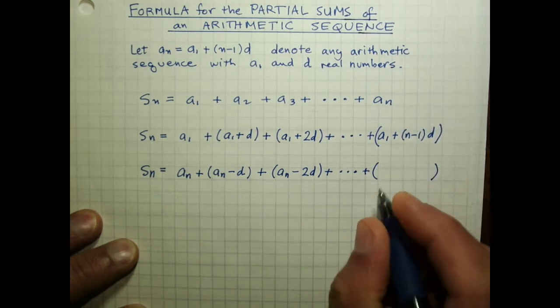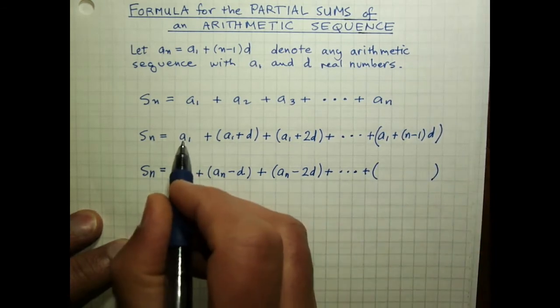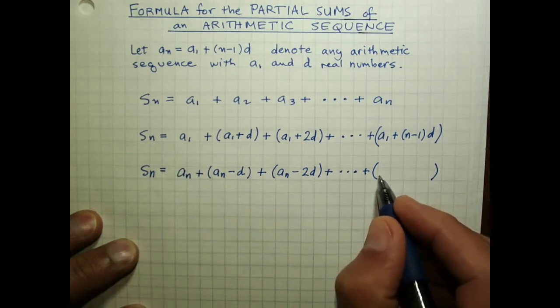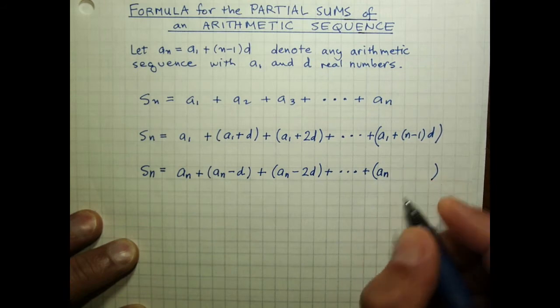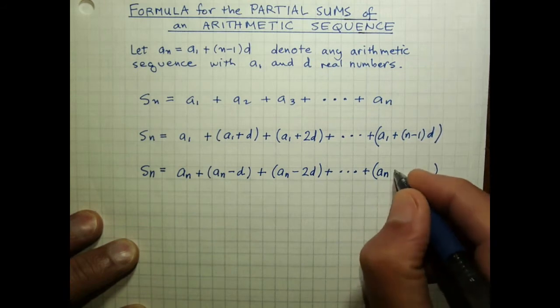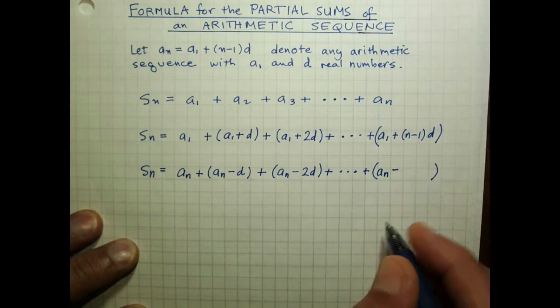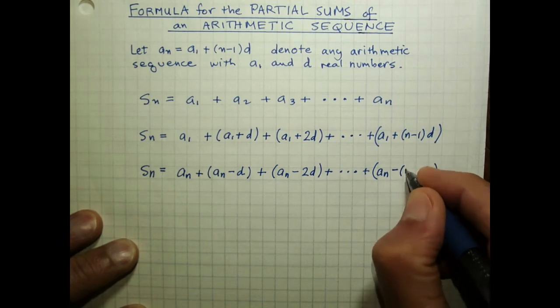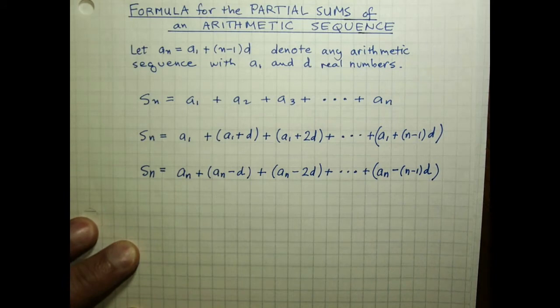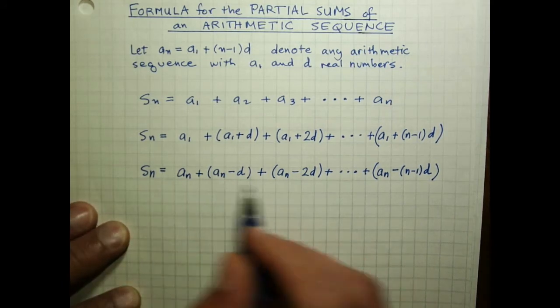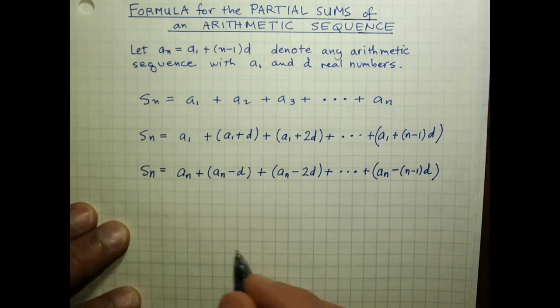And now this last term is just going to be a1, but I'm not going to write a1. I'm going to describe it starting from an. I take an and I subtract a whole bunch of copies of d. I'm going to subtract n minus 1 copies of d to get back to a1. So we described Sn a totally different way, sort of from an's perspective.